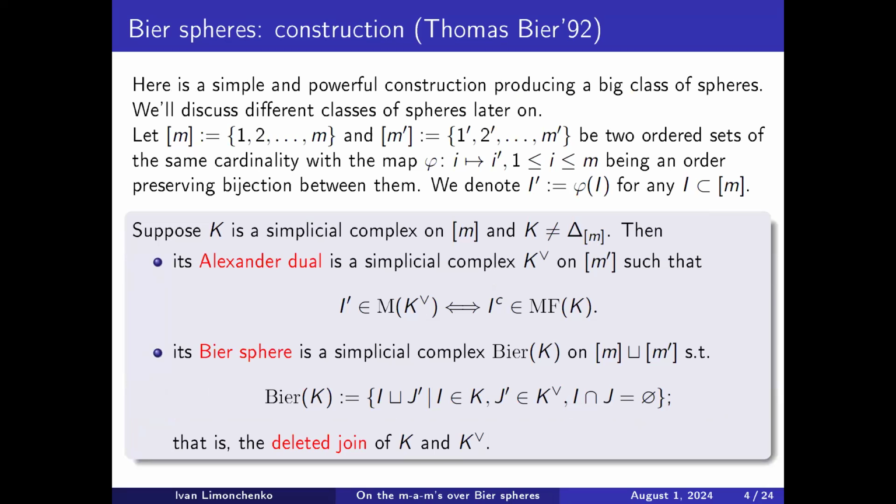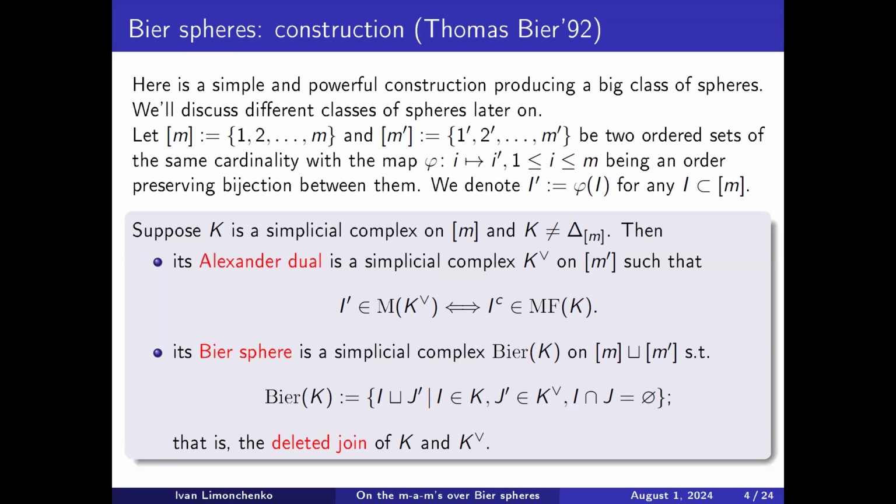And now we're ready to give this main definition. I'm going to define a Bier sphere of an arbitrary abstract simplicial complex on [m]. To do this, I need to recall briefly what a combinatorial Alexander duality is. To produce a Bier sphere, one needs not only a complex K itself, but also its Alexander dual, K dual. Here is the formal definition.